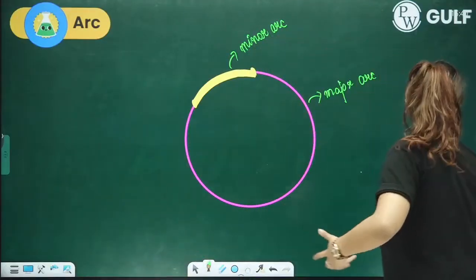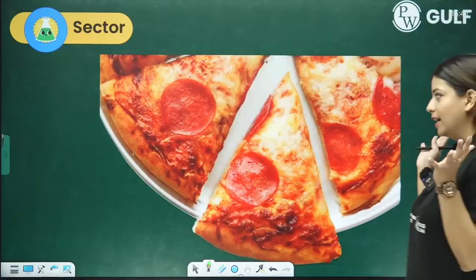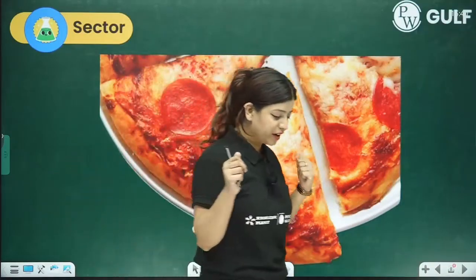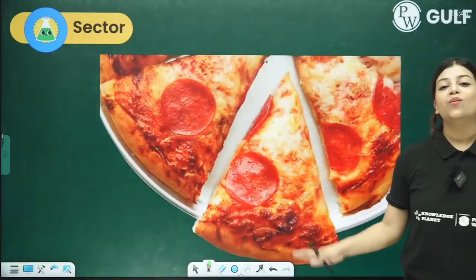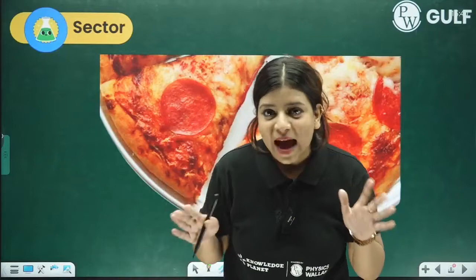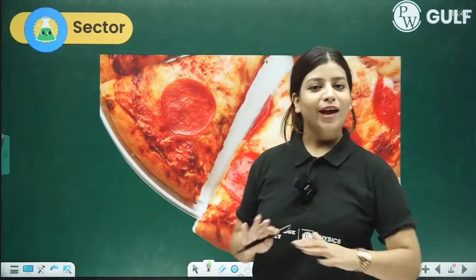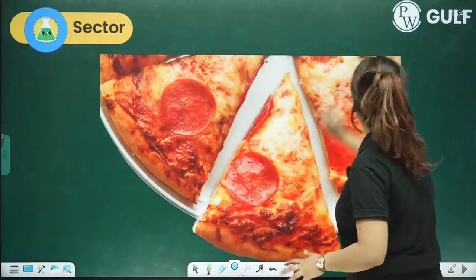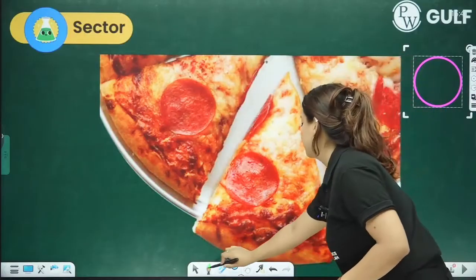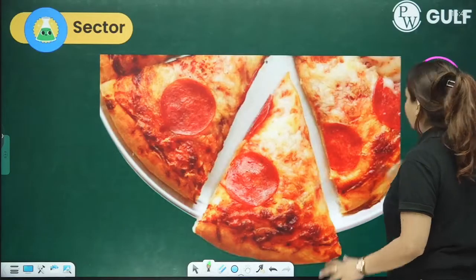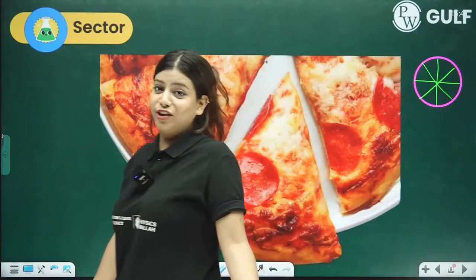Now let's move forward to the next thing and understand a sector. Now this slide gives us a bit of hunger, right? So basically what is a sector? When you talk about a sector, imagine a slice of pizza. That is it, nothing else. You know that pizza is a circular thing, and that circular thing is divided into 4, 6 or 8 parts depending on what size you have ordered.